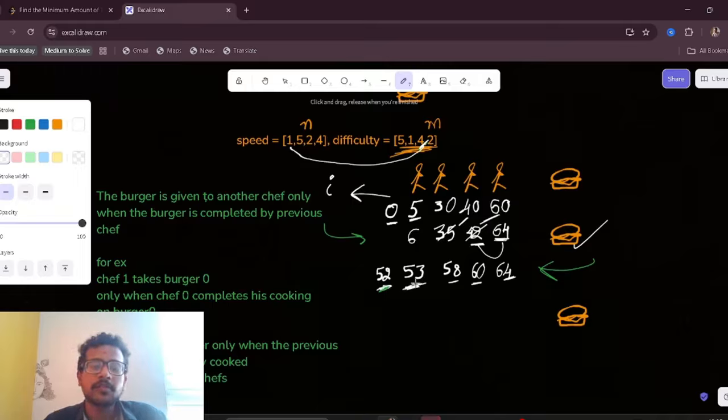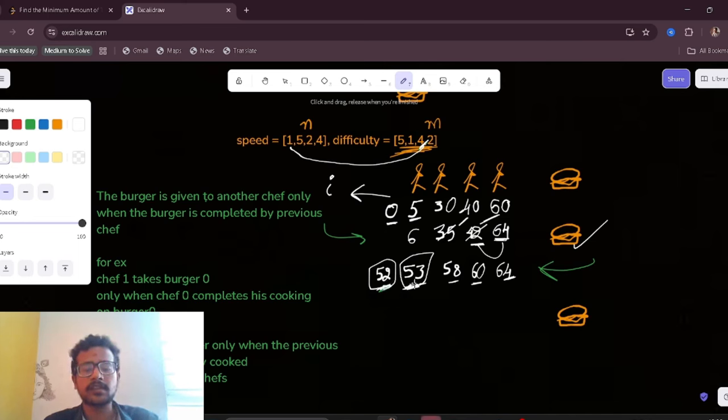Why the maximum of these two? Because he is starting his work at 52 and ending at 53. You can't assign a new burger at the starting point. You can't give 2 burgers at a time to only one chef. No, you cannot do that. So, at the end time only, the new burger would be assigned for Chef 0. So, Chef 0 is starting his work on burger 1 from 52 and ended at 53.